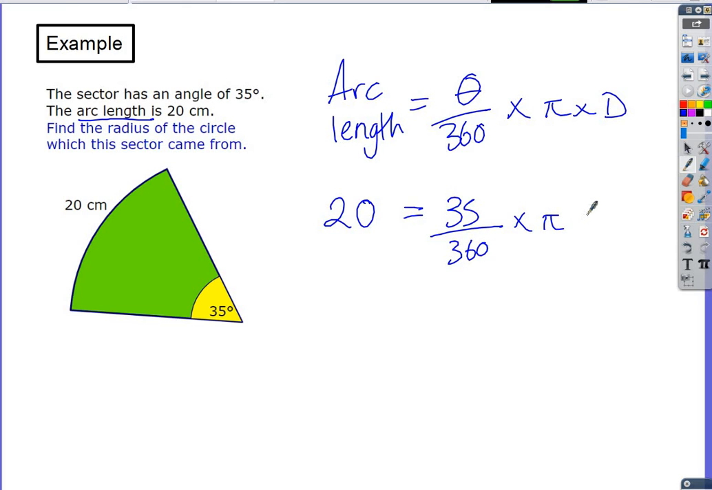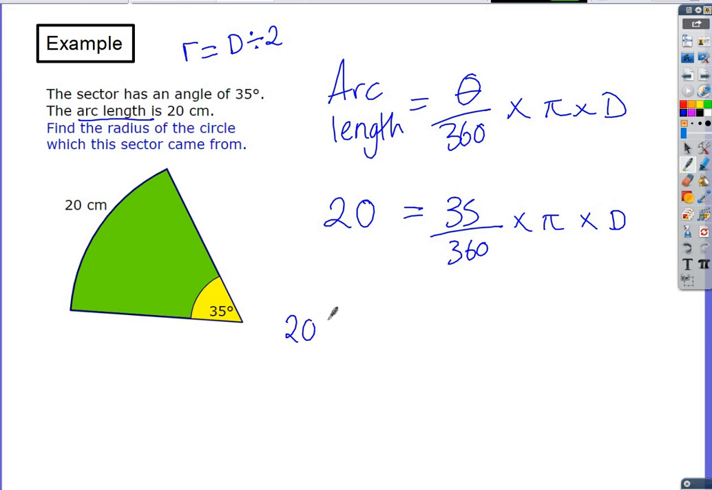And they haven't told us the diameter. And we know that the radius, which is what we need to find, is half the diameter. Okay, so that will help us. So we work out what the diameter is and then halve it to find the radius. So what we'll now do is we need the diameter on its own.